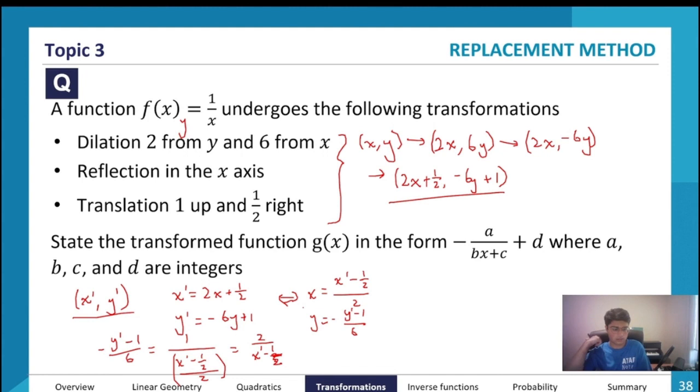And then multiply both sides by negative 6 and add 1. So we get y dash on one side. Going to end up with y equals... what's that?